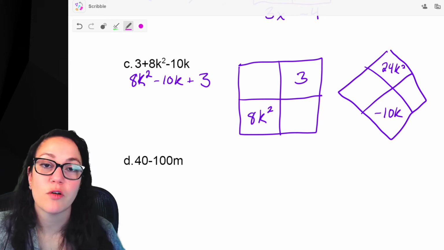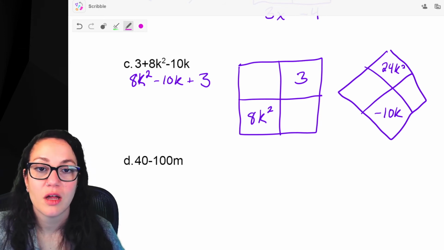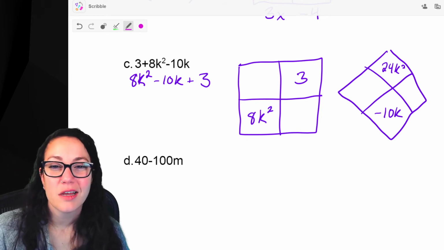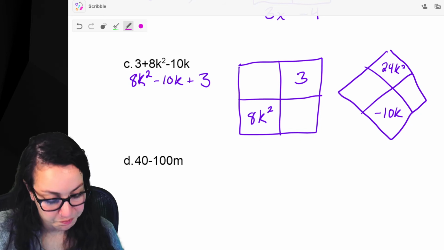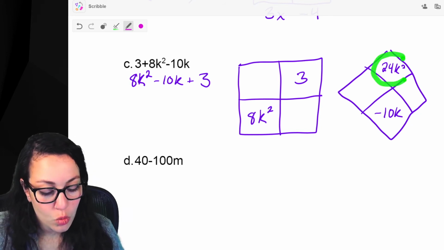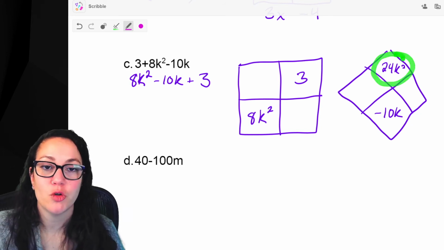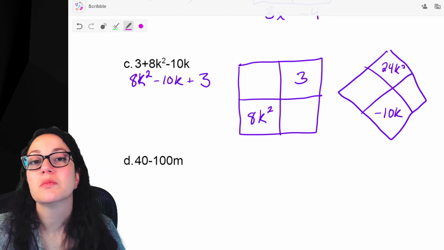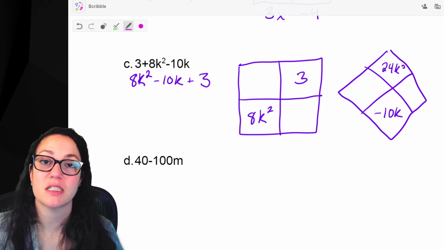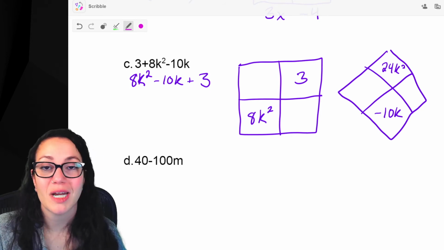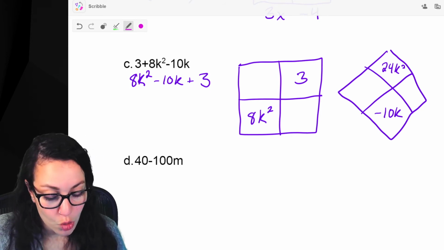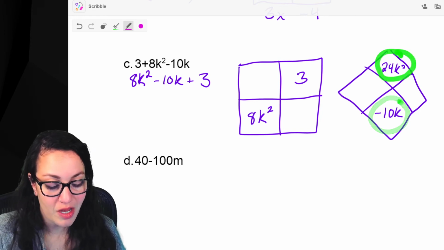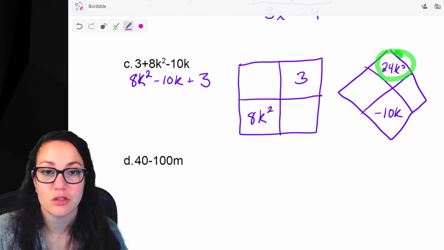Now we're looking for factors of 24 that add to negative 10. Now, quick tip. When your product up at the top of your diamond is positive, there are 2 ways to multiply to a positive number. You can have a positive times a positive, or you can have a negative times a negative. So when the bottom of your diamond is negative and the top is positive, both of your factors have to be negative.